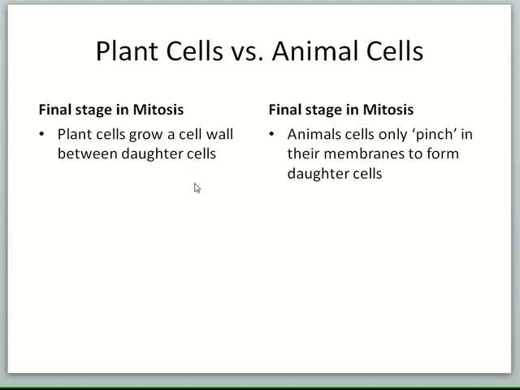So in that final stage, there is a difference between plant and animal cells. For in plant cells, there is the cell wall that's constructed. In addition to the cell membrane, a cell wall has to be built. In animals, the cells only pinch in their membranes to form the daughter cells.